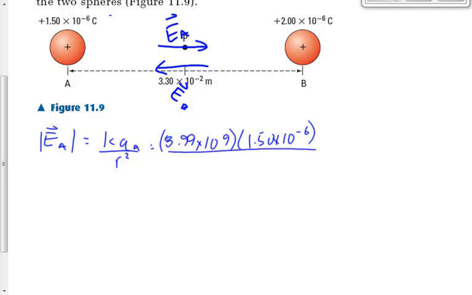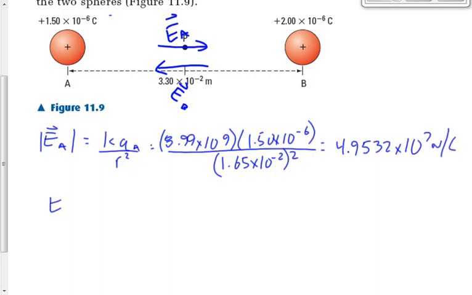The distance here is going to be what? Yeah, it's half of that. I heard somebody say half. I heard somebody say 1.65. Yes, point P is midway between, so it's going to be 1.65 times 10 to the minus 2. And don't forget to square that. Let's figure out what we get there. I get 4.9532 times 10 to the 7 newtons per coulomb. Now let's do the same thing with EB, the electric field caused by B.